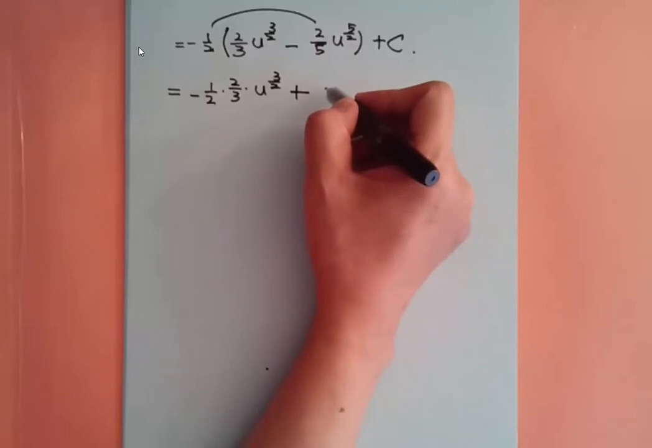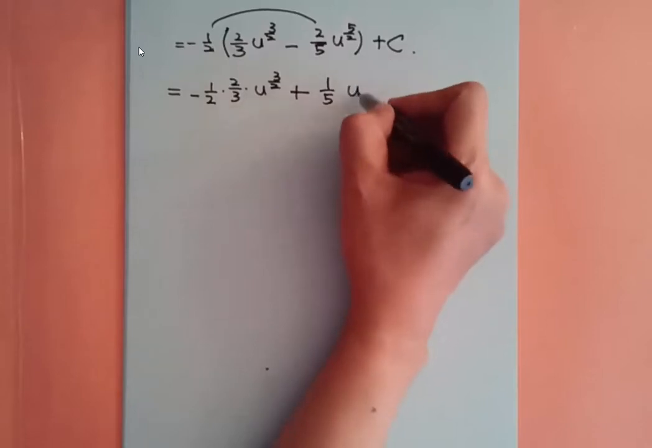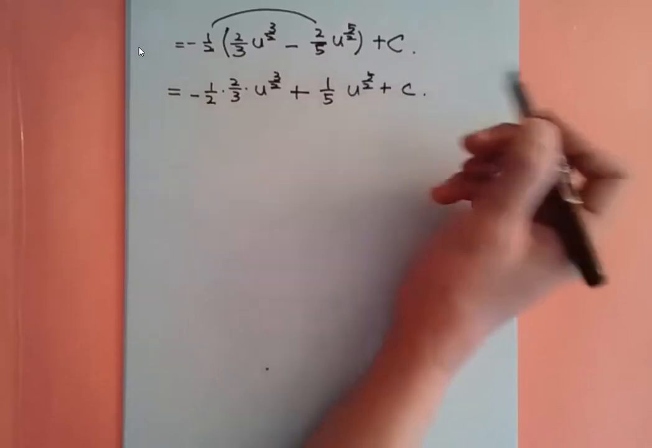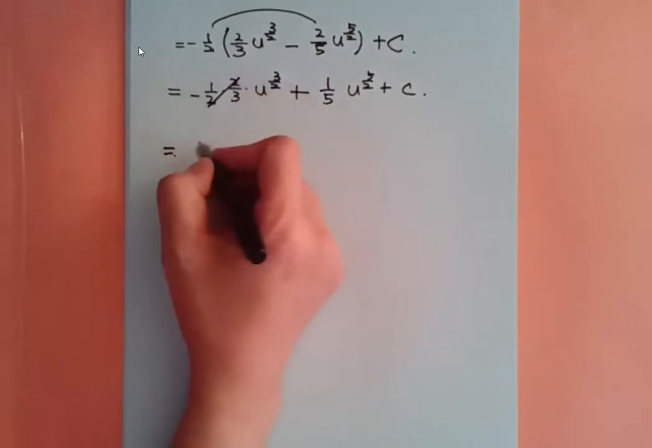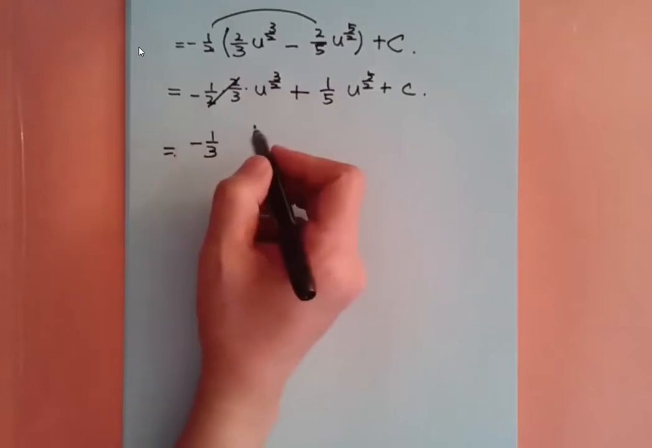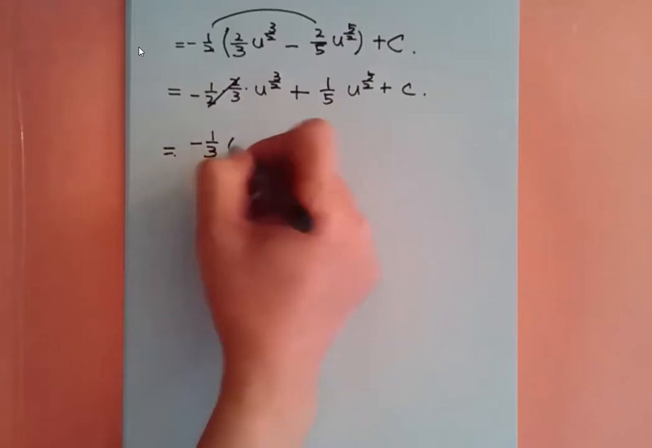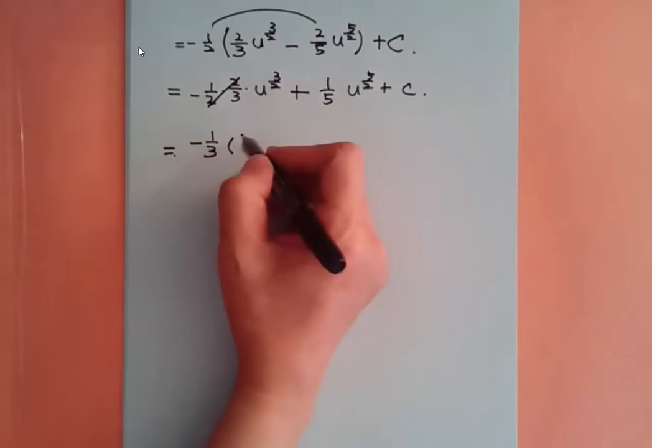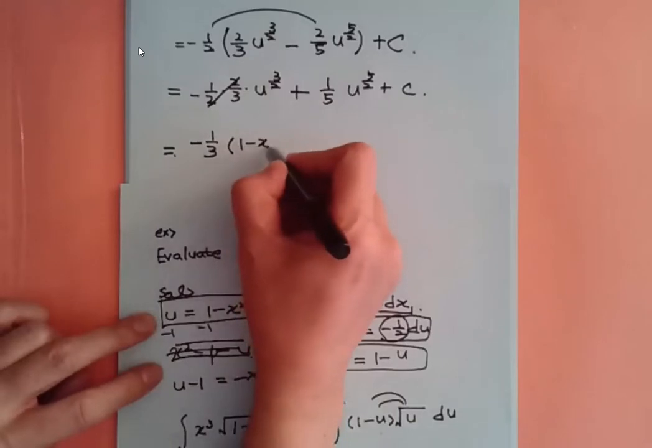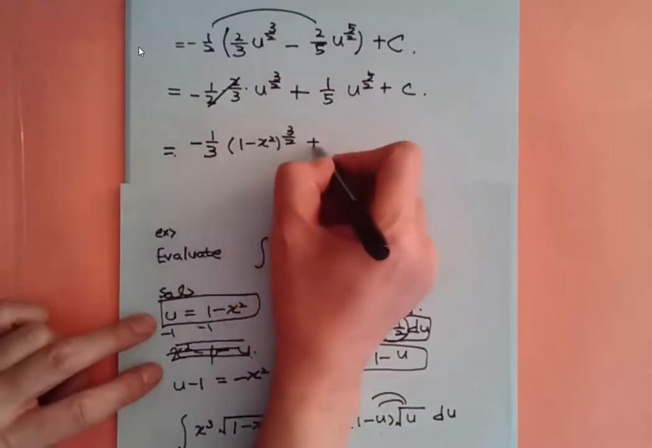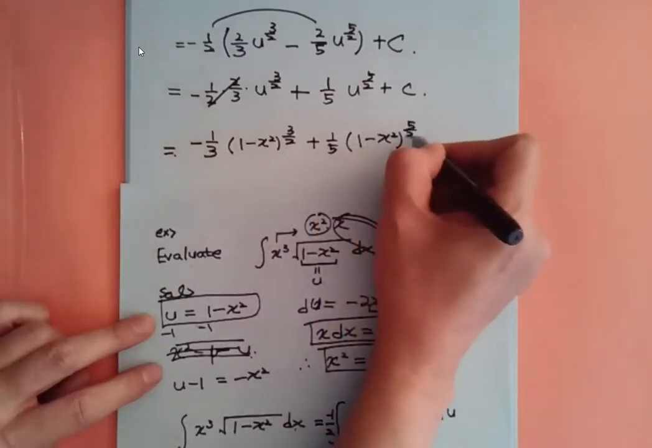But anyway, so we'll get 1/5 u to the 5/2 plus c. So those two will cancel each other. So we have -1/3. And u was, go back to here, u was 1 minus x squared. So the answer is -1/3 times 1 minus x squared to the 3/2 power plus 1/5 times 1 minus x squared to the 5/2 plus c.